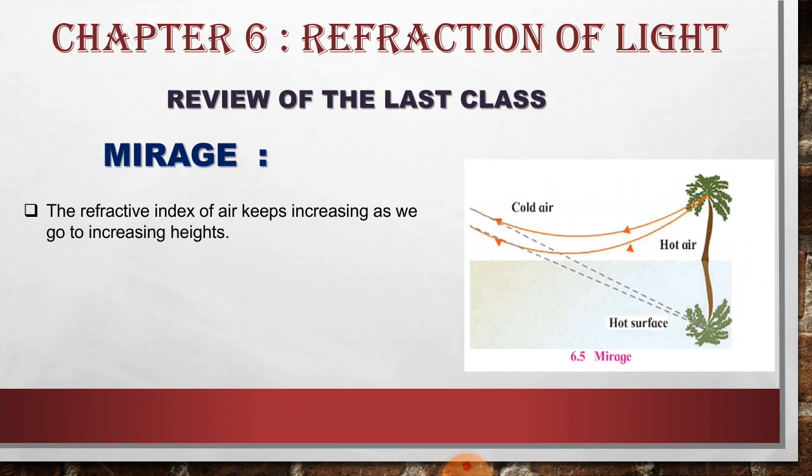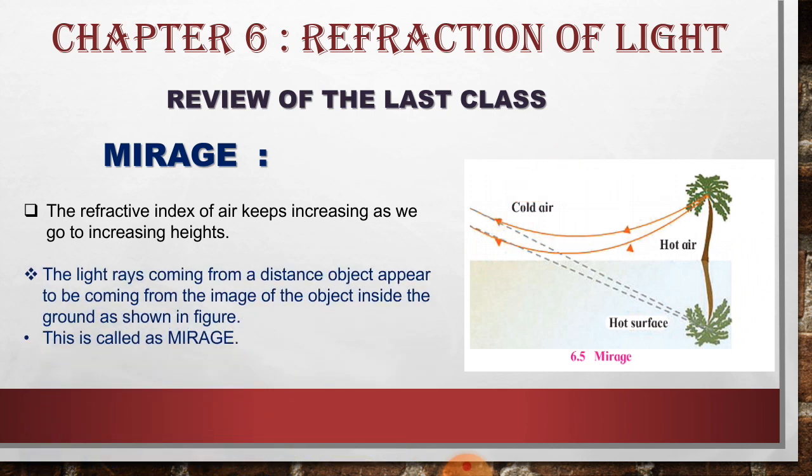The refractive index of air keeps increasing as we go to increasing height, you all know that. Okay, so the light rays coming from a distant object appear to be coming from the image of the object inside the ground, which I have said earlier. So that is called what? That is called a mirage. We have learned this in detail in our last class. If you didn't watch our last class tutorial video, please go and watch it. Okay, so this is about a mirage.